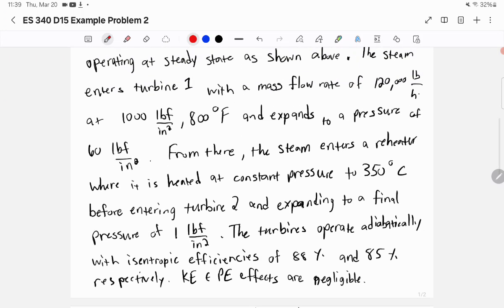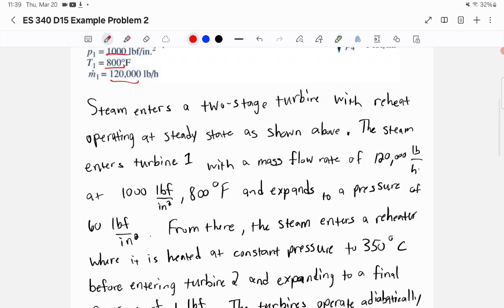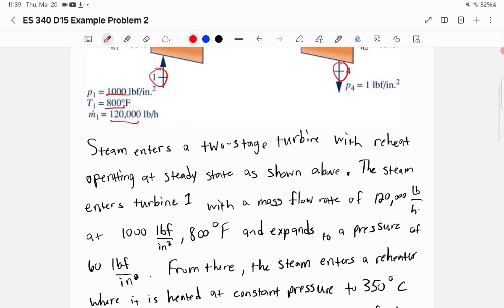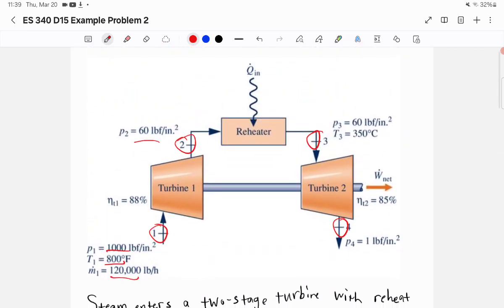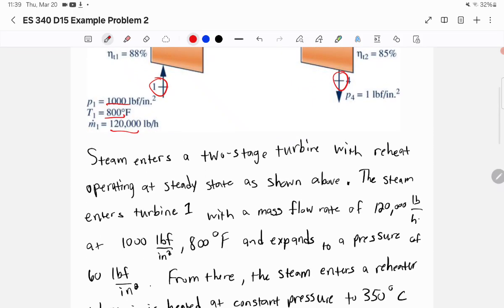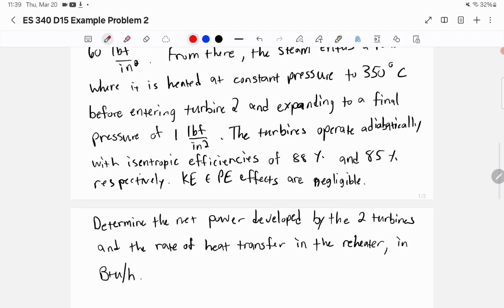From there, the steam enters a reheater where it is heated at constant pressure to 350 degrees Celsius. Yes, it is Celsius, so we'll have to do a conversion there. Before entering turbine 2 and expanding to a final pressure of 1 pound-force per inch squared. The turbines operate adiabatically, so there's no heat transfer, right? Remember what the words mean.